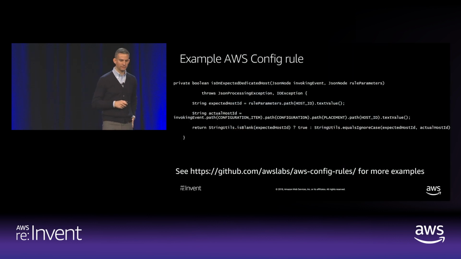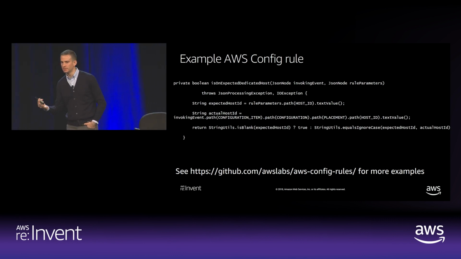So here's an example config rule. We have also an example repository with these. This is also only a snippet of it, but the important line is the last one here that checks if an EC2 instance is provisioned as a dedicated host or not, right?